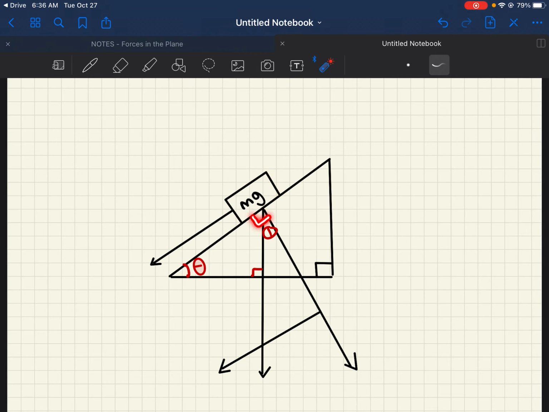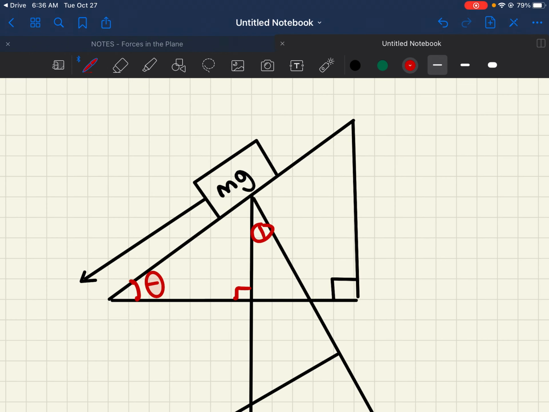So if this is 90-degree angles and we just established this was 60-degree angles, then this angle theta must be 30 degrees. Let me write all that in here just so it is a little more visible. So we're just assuming here. Let's give an example. Maybe this is 30 degrees.